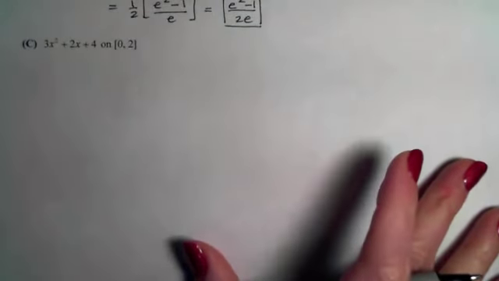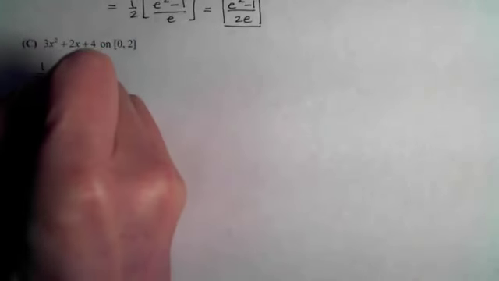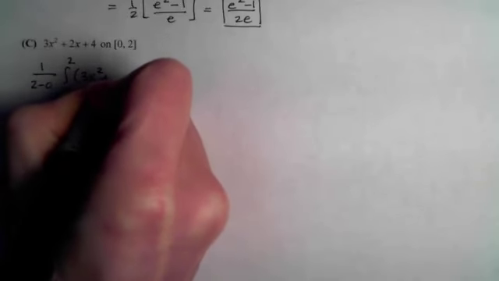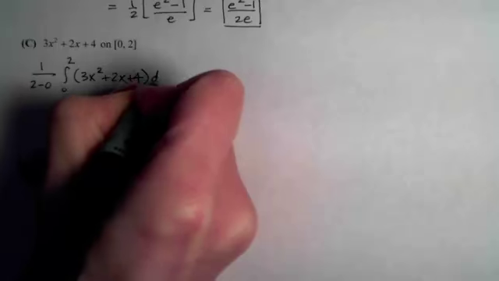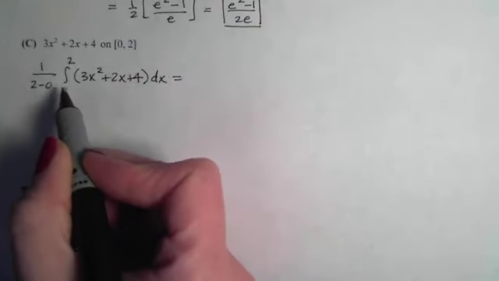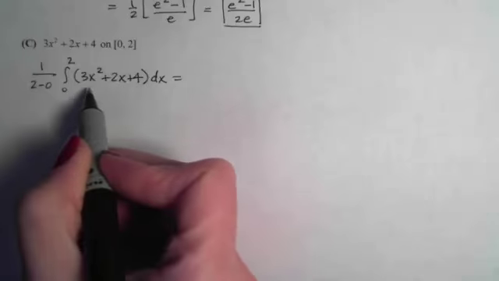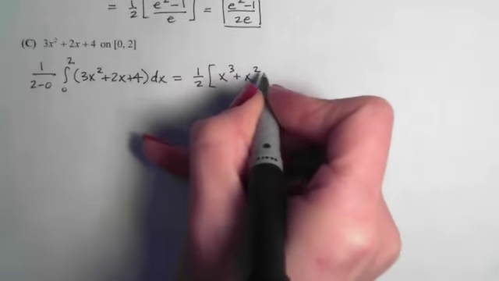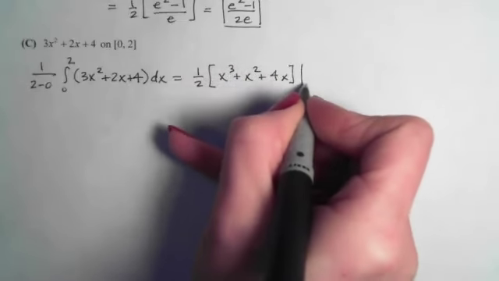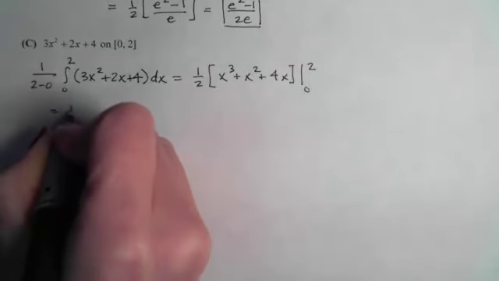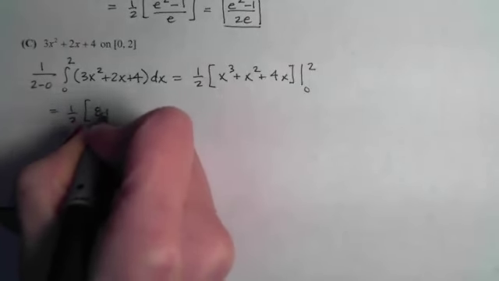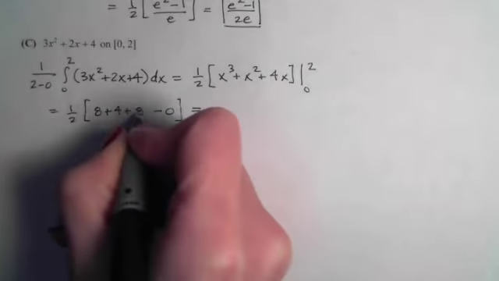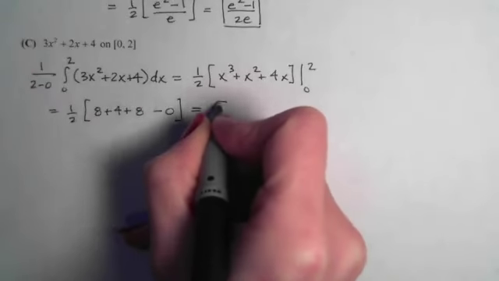Okay, the final one, part 3, is a polynomial. So again, I'll have 1 over b minus a integral from a to b of the polynomial. And I need to make sure that I answer the question, what did I take the derivative of with respect to x that gave me that inside? And that will be an x cubed plus an x squared plus a 4x evaluated from 0 to 2. I plug in the 2 first, and then I plug in the 0. I'll get a 20 divided by 2 gives me a 10.